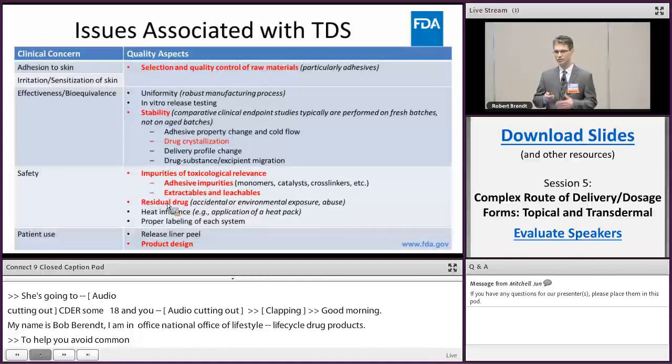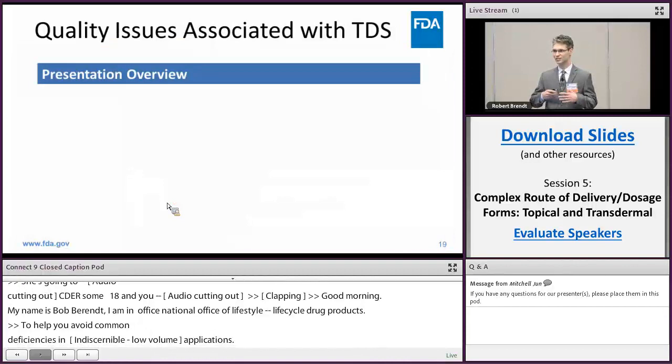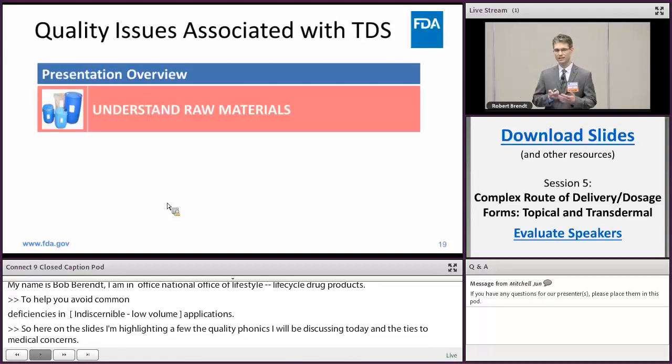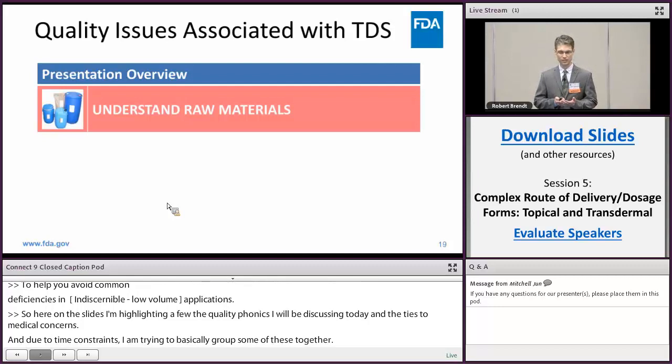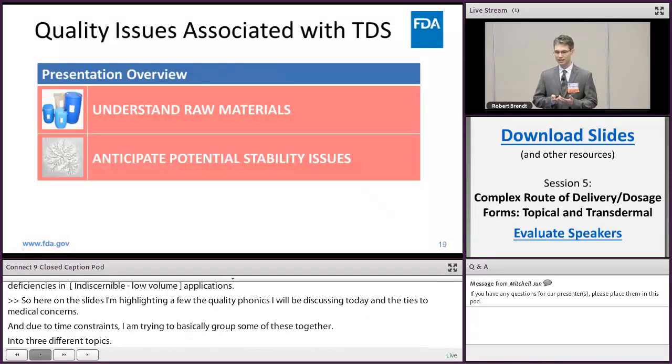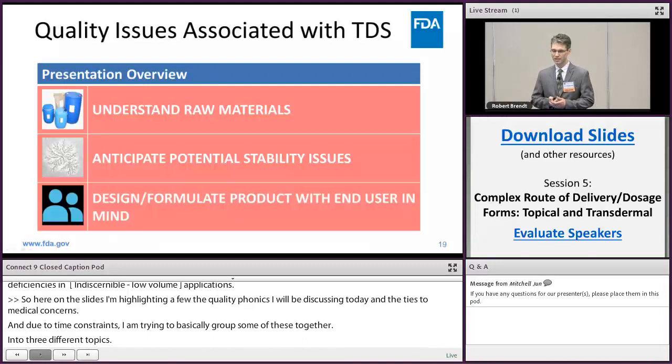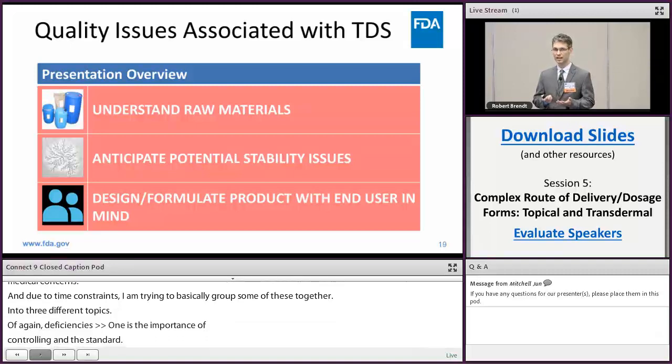And due to time constraints, I'm trying to group some of these together into three different topics of common deficiencies. One is the importance of controlling and understanding raw materials. Second is anticipating potential stability issues. And then the third is the importance of formulating and designing your TDS product with the end use and user in mind.